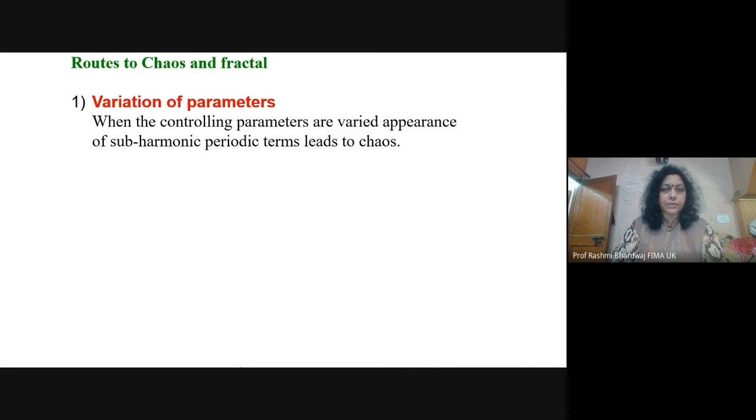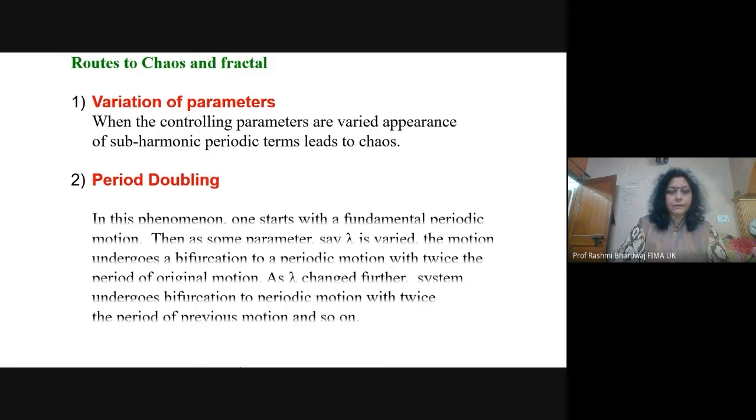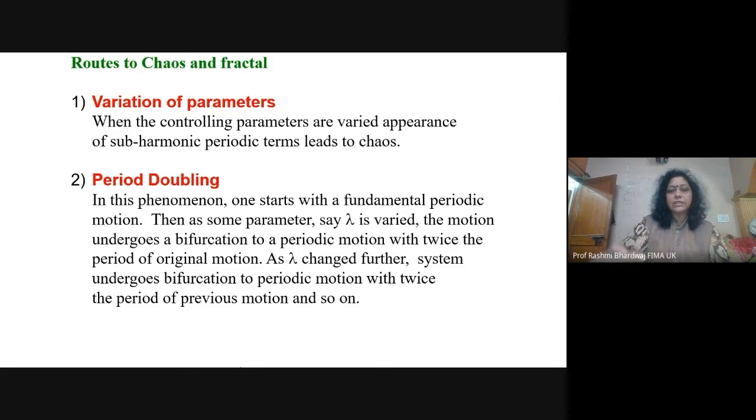Variation of parameters. When the controlling parameters are varied, then you have different types of periodic terms which lead to chaos. Yesterday we took the example of the logistic map, and there by changing the value of r, you are getting different types of behavior. Firstly it is going to be extinct and then leading towards period doubling or bifurcation. Next is the period doubling phenomenon, where the period changes from 1 to 2 and so on.